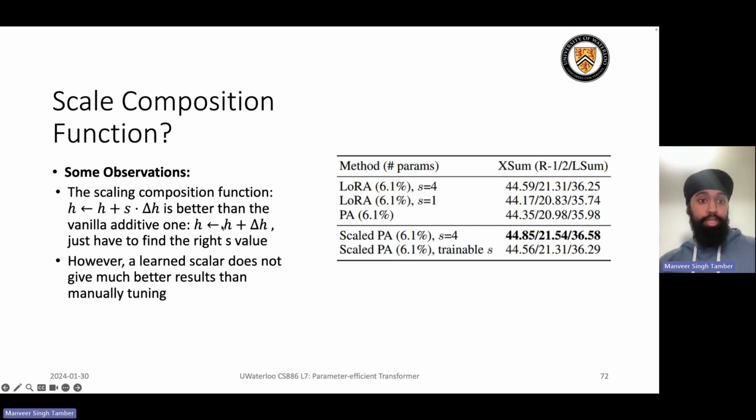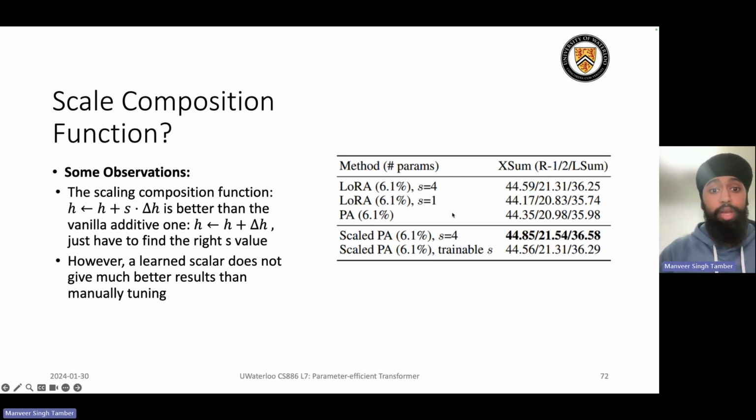A third question to answer, which we've covered, is should the composition function be scaled or left unscaled? And they find that the scaling composition function is better than the vanilla additive one. You just have to find the right S value. And so in the table here, we have LoRA with S equals 4 versus S equals 1, where 1 is basically a default, and S equals 4 does better.